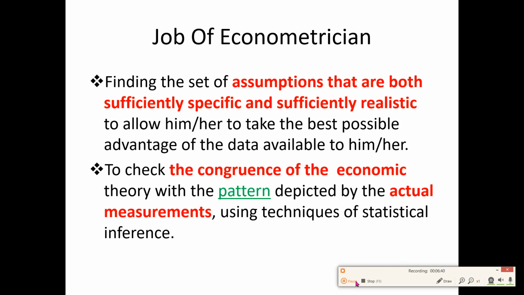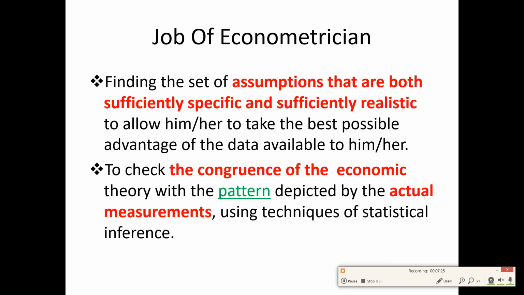Or, by virtue of the contemporary phrase, who is a data scientist? These two are, I won't say the same, but pretty much things that converge. If a person is a good econometrician, he can easily become a good data scientist. But the point is, who is an econometrician? An econometrician is a person who tries to find assumptions that are both sufficiently specific and sufficiently realistic to allow that person to take the best possible advantage of the data available.